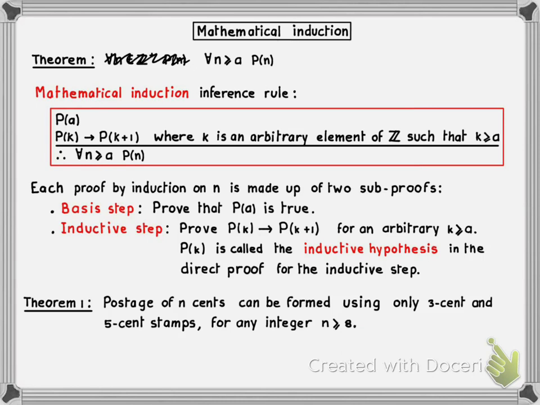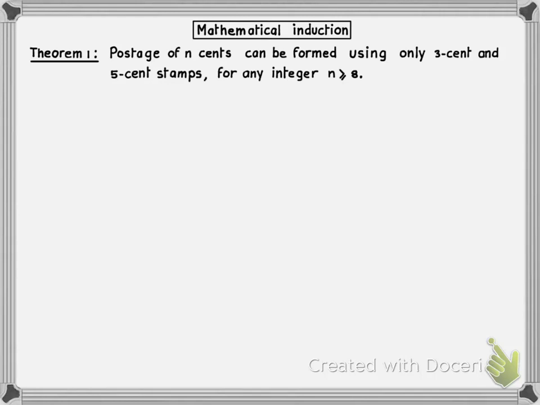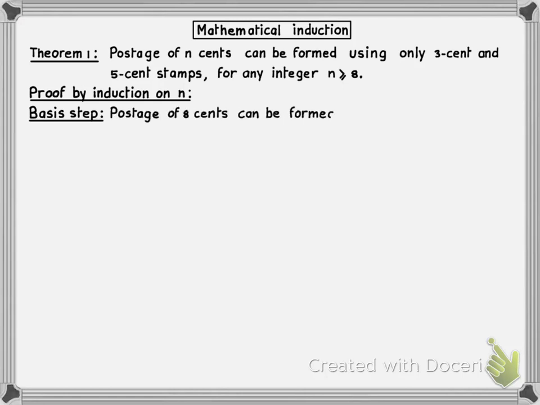So let's go ahead and prove this theorem, which I copied on the top of this new slide. So as promised, we're going to do a proof by mathematical induction on n. The first step is the basis step, where we're going to prove P of 8. So P of 8 states that postage of 8 cents can be formed using only 3-cent and 5-cent stamps. Well, that's definitely true, since all we need to do is take one stamp of each type, since 3 plus 5 is equal to 8. And that completes the proof of the basis step.